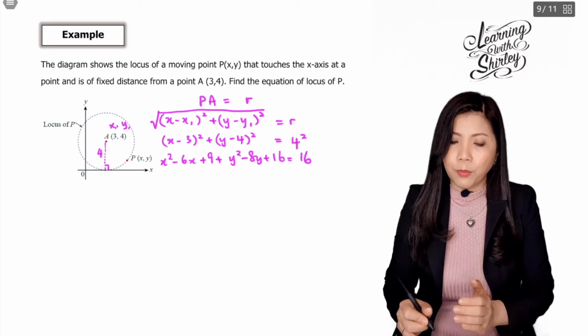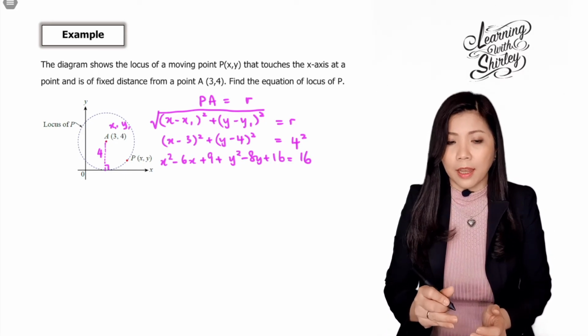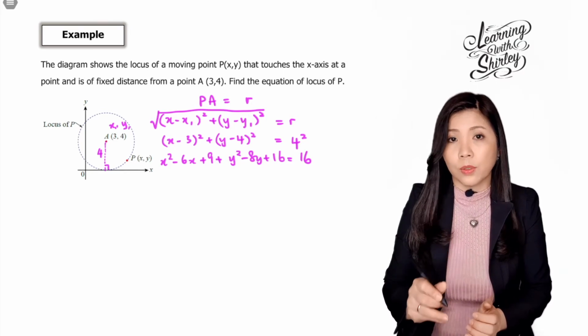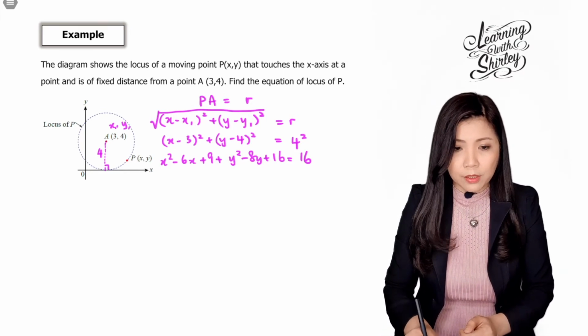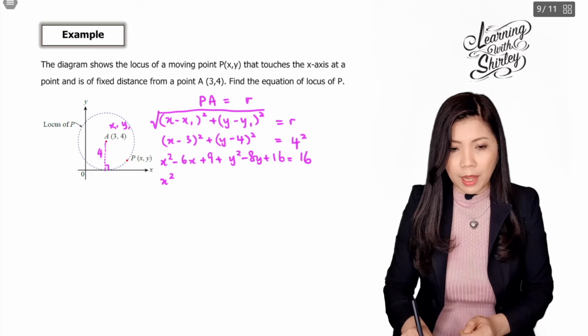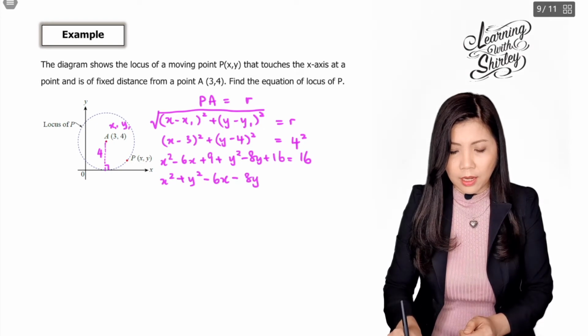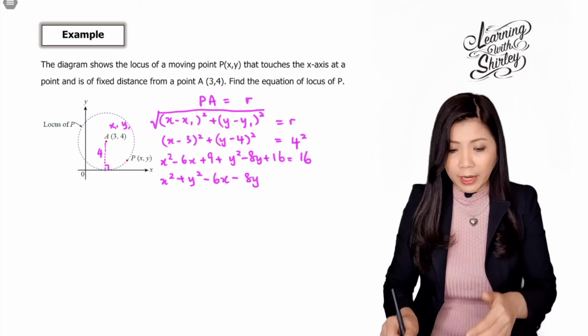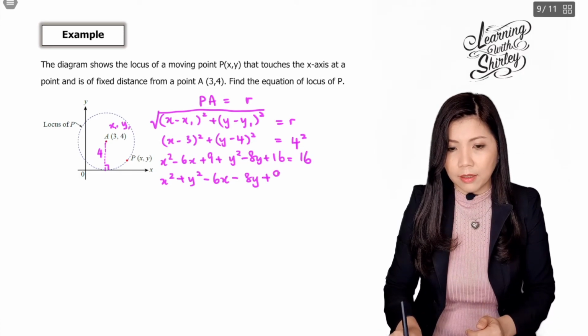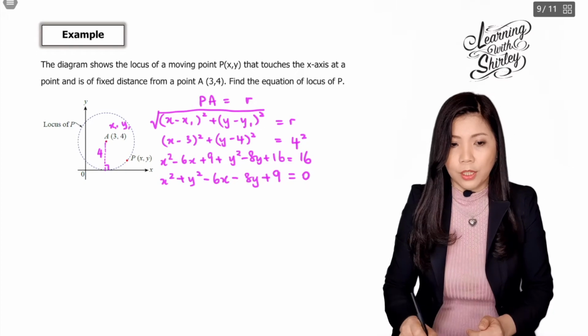Now I'm going to arrange it in order. Again, everything moves to the left so that it's equal to 0 on the right. So this will be x² + y² - 6x - 8y, and then this is 16 + 9 - 16, so I'll get 9, so it equals 0. So that's the answer.